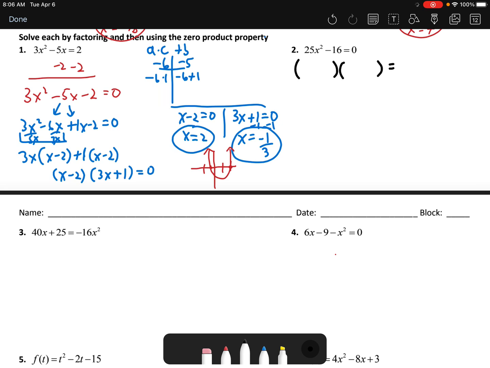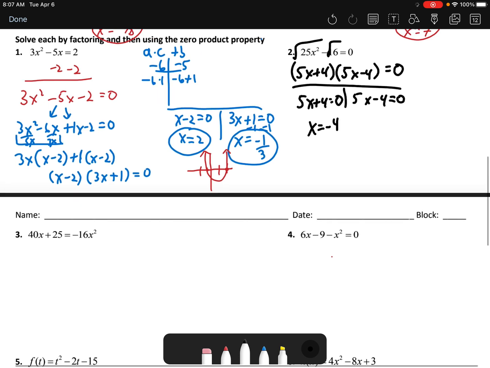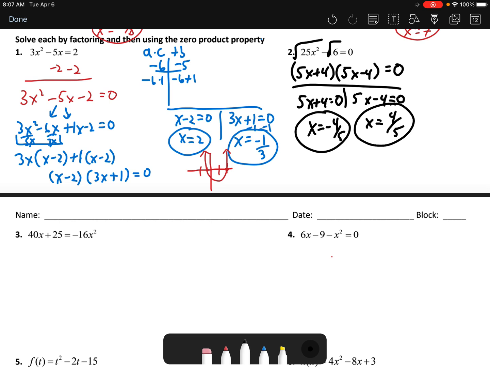Next one looks to me like a difference of squares, isn't it? So 5x plus 4, 5x minus 4 equals 0. And we're going to set each of those equal to 0. So we're just doing all the other things we already know how to do. I'm going to subtract 4, divide by 5. Add 4, divide by 5.